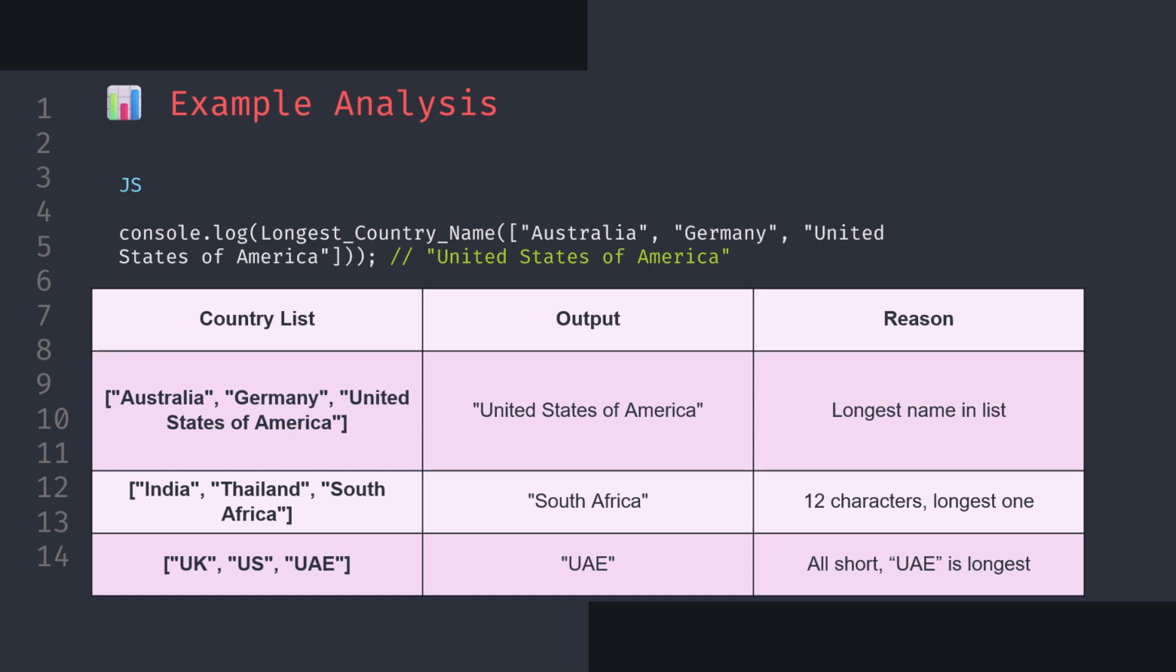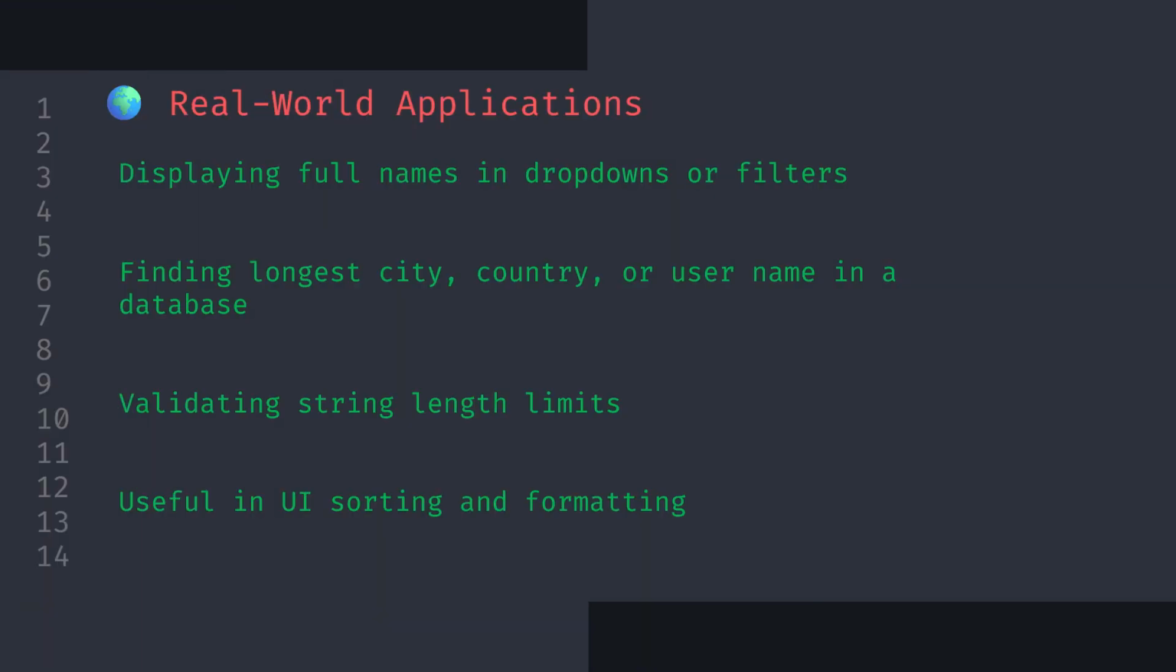Now let's explore how this technique applies to real projects. This kind of function helps in many areas, from formatting dropdowns to labeling maps. It is great for ensuring text fits inside design elements or validating inputs. You can adapt it to compare names, titles, or even usernames.